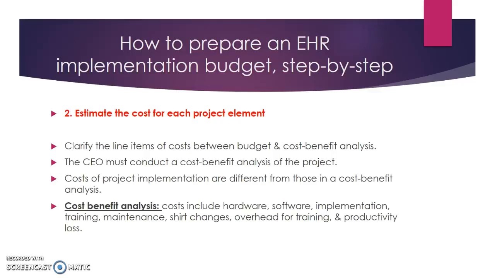The second step is estimating the cost for each project element. Clarify the line items of cost between budget and cost-benefit analysis. The CEO must conduct a cost-benefit analysis of the project. Costs of project implementation are different from those in a cost-benefit analysis. What is a cost-benefit analysis? Costs include hardware, software, implementation, training, maintenance, shift changes, overhead for training, and productivity loss.